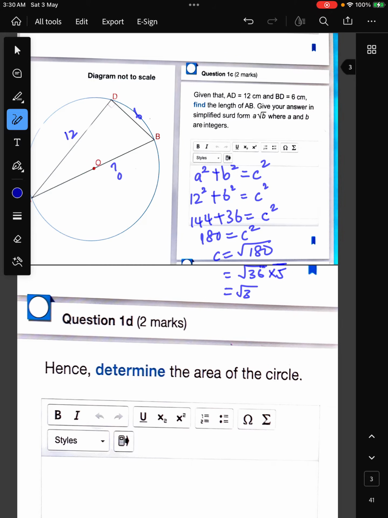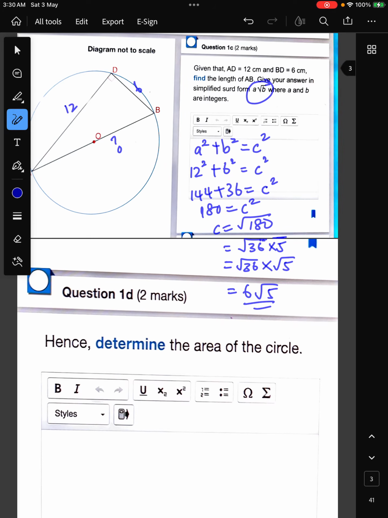And if I separate them, I'm going to get something like that. So this is going to give me 6 root 5, which is basically what question 1 is asking, A root B. Okay, so this is a good mix of using the Pythagoras and simplifying of the surds. So please make sure you go revise your surds as well, which is again a very popular question that we usually see in e-assessments.